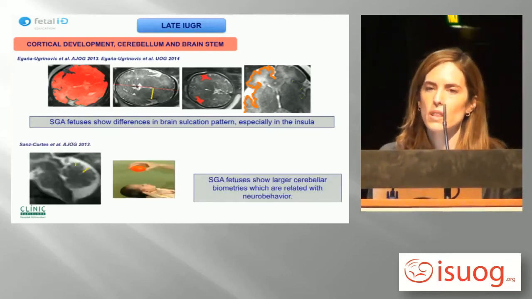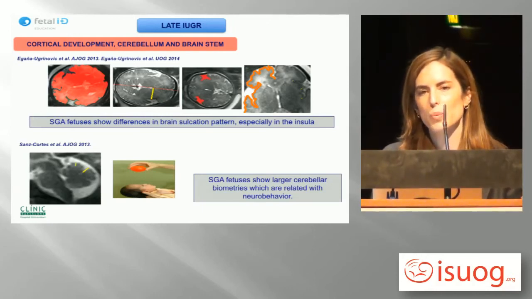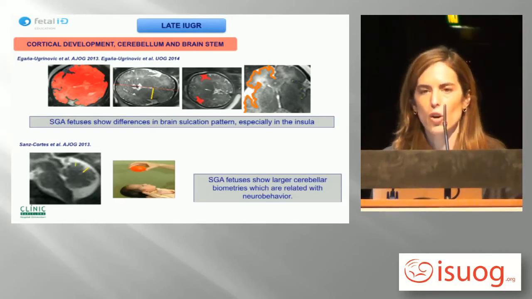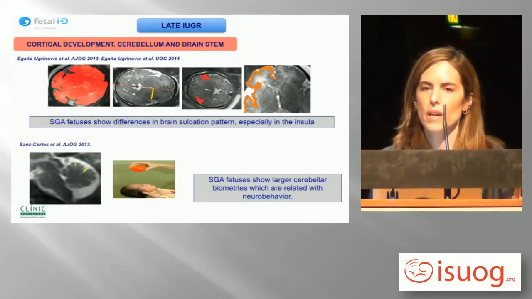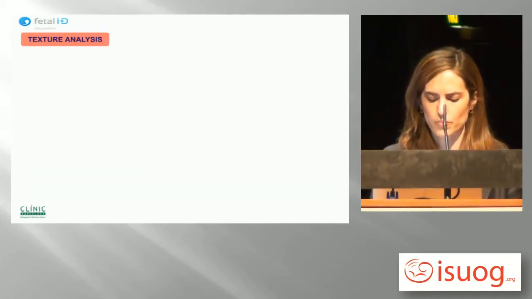Also, using the anatomical sequences, we have assessed the posterior fossa, particularly the brainstem and the cerebellum. We have found that SGA babies presented larger cerebellums and that these differences correlated with the information that we obtained from postnatal tests, such as the Brazelton test. So all the information that I just presented is that we can detect that there are differences in the brain of SGA or late IUGR babies.